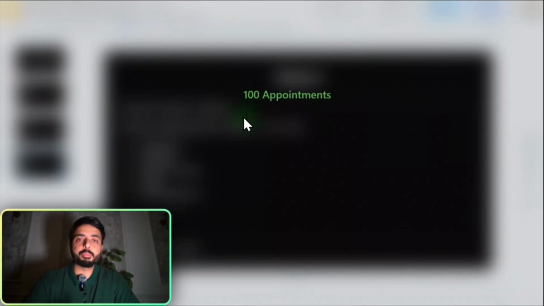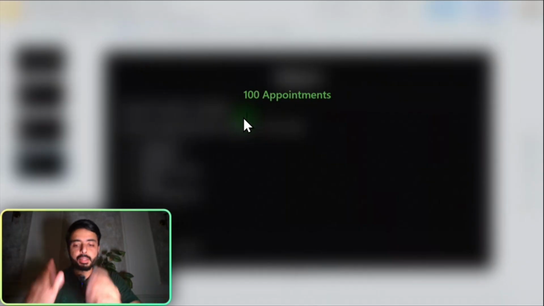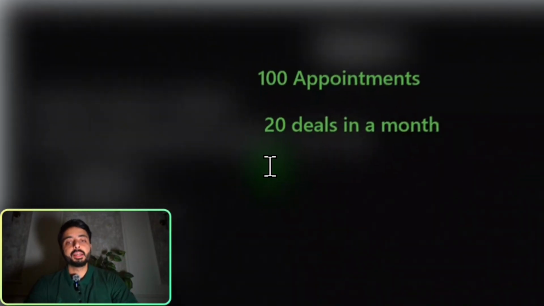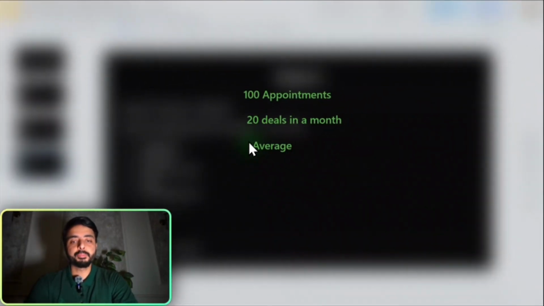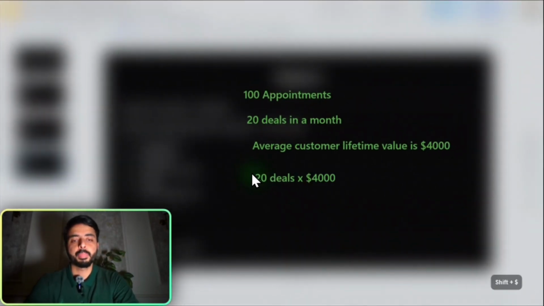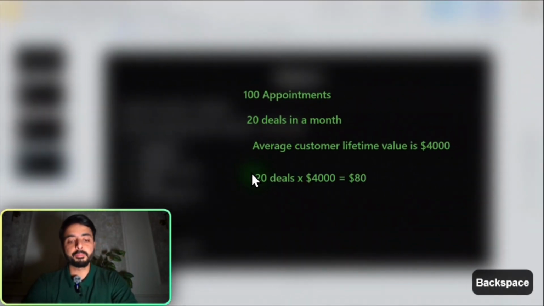If you want to understand what this means in terms of ROI, let me explain that to you. Let's say that you build a system that gives you 100 appointments. Let's say you have 4 to 5 reps. Each of your reps will have 2 to 3 qualified appointments to work with every working day, assuming that they work Monday to Friday. Now, assuming that they have a 20% close rate, that means that they would be able to close 20 deals in a month. Assuming that your average customer lifetime value is $4,000, then 20 deals times 4,000 is equal to 80,000.